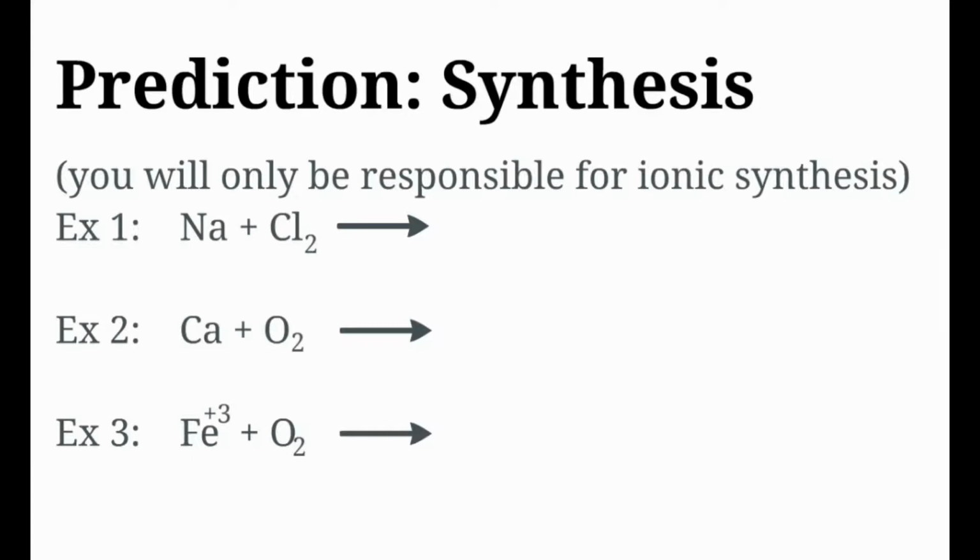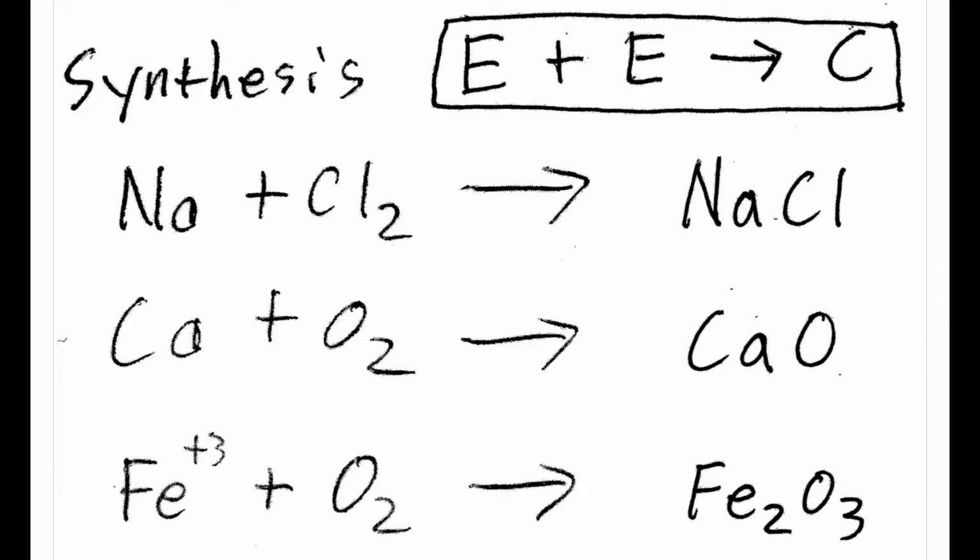Well, we already ID'd it. Drop the subscripts. Okay, charge of iron was plus three. Charge of oxygen, negative two. Crisscross. Fe2O3. It's easy. Don't start. These are the easy ones.